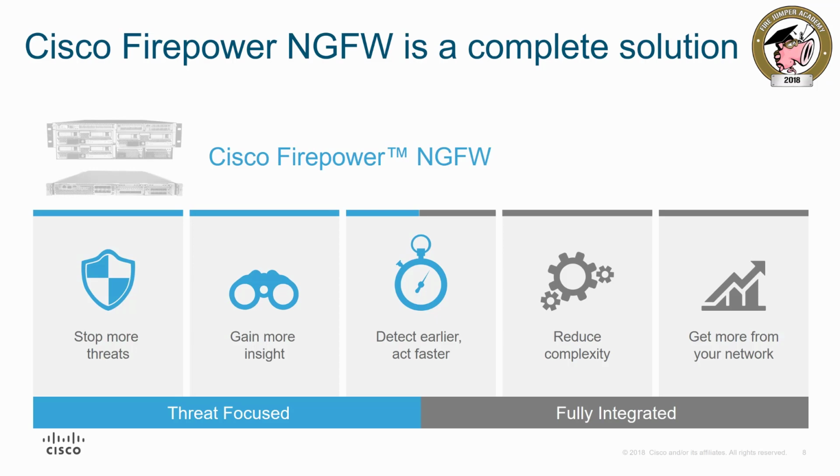Our approach provides you with 5 key benefits. Firstly, it stops more threats, both known and newly emerging targeted threats as well. Next, it gains a deeper understanding of your network. This enables the following benefit: the ability to detect threats earlier and act faster. Then, with Firepower Unified Management, we help you to reduce management complexity and automate many routine security tasks, saving you time and increasing your ability to be responsive and agile.